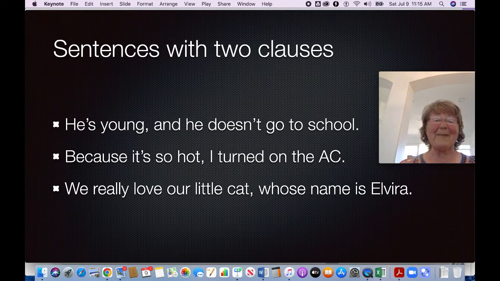And our third example, we really love our little cat, whose name is Elvira. The first clause is we really love our little cat. We love, subject verb. Whose name is the subject and is the verb.